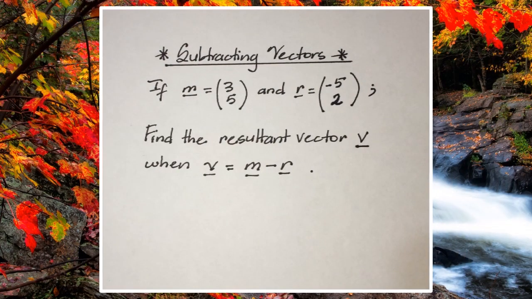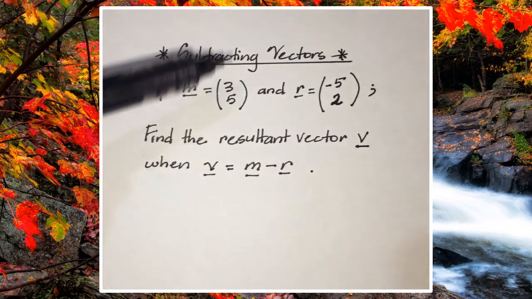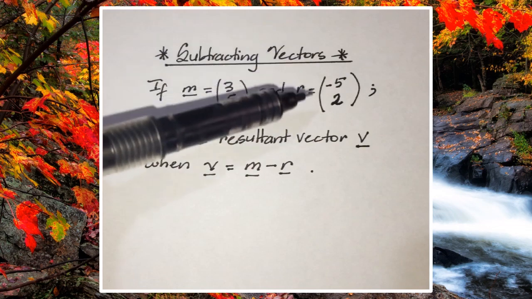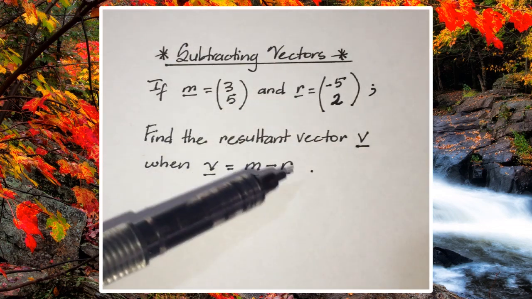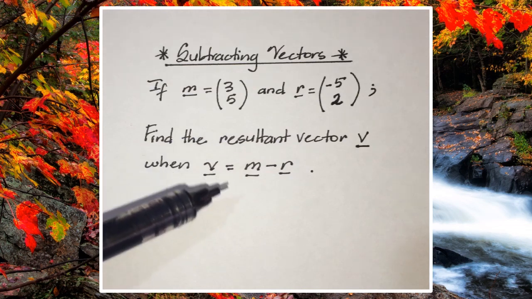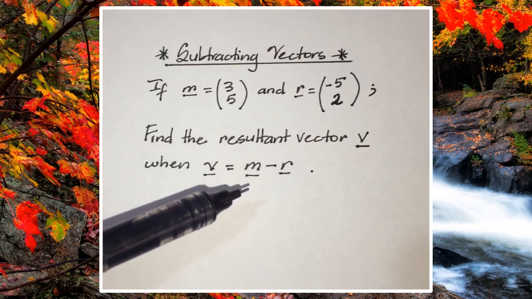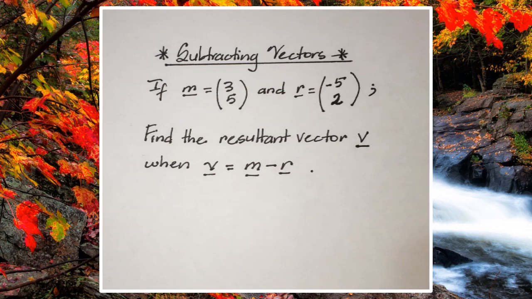Now we want to subtract vectors. And here it says if the vector m is 3, 5 and the vector r is negative 5, 2, we need to find the resultant vector v when v is equal to the vector m minus the vector r. It's easy.